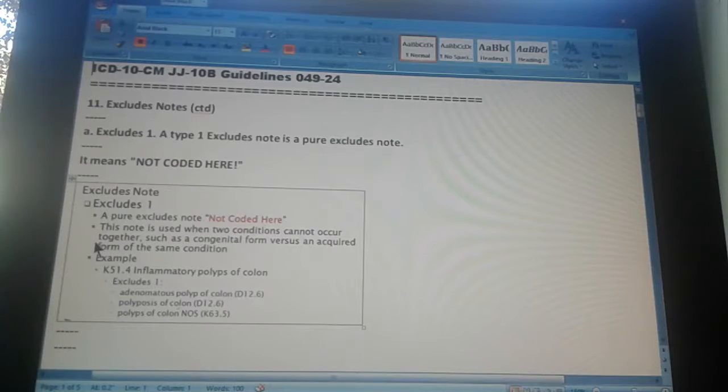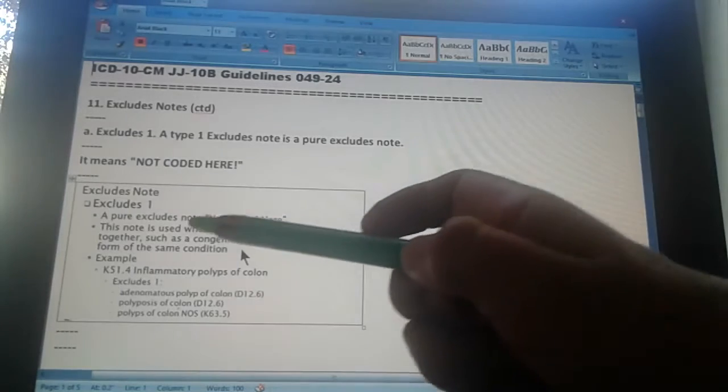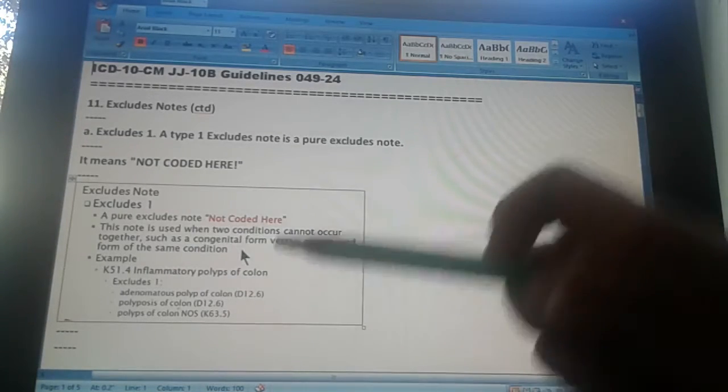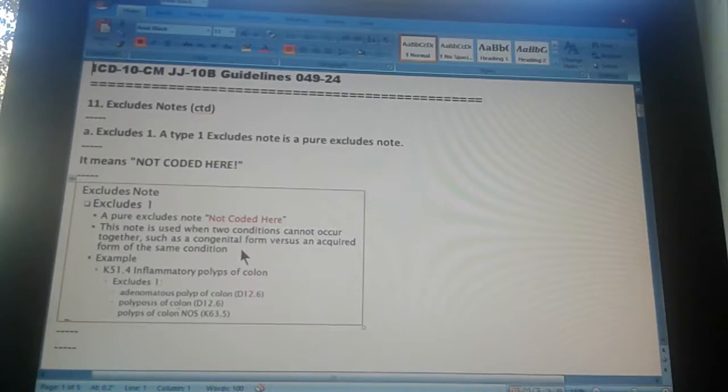What does it mean? It means that these two conditions that you're trying to code cannot go together. For instance, a congenital form versus an acquired form. Congenital means you are born with it, and acquired means you were born without it, but then you acquired it later on. So those things you can never combine. So that's an excludes 1 note. These two conditions can never go together.